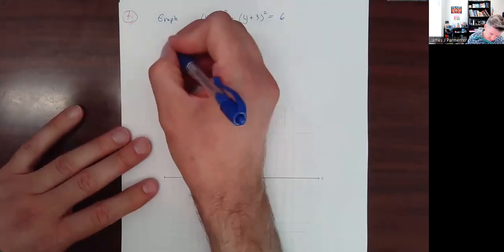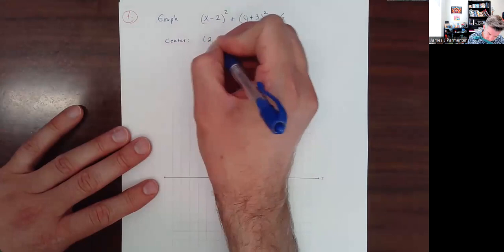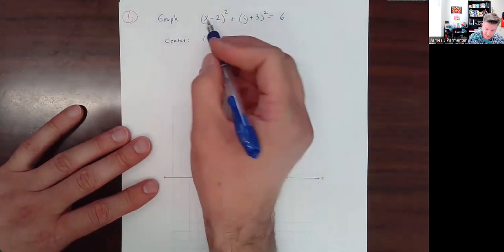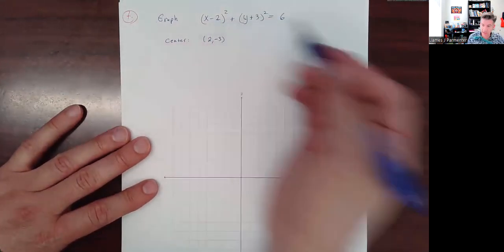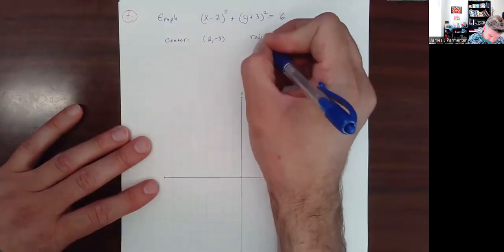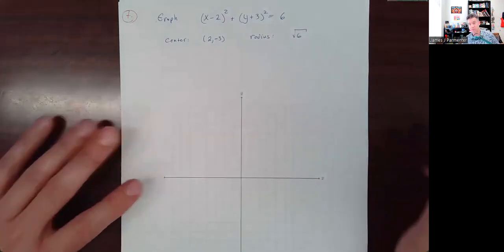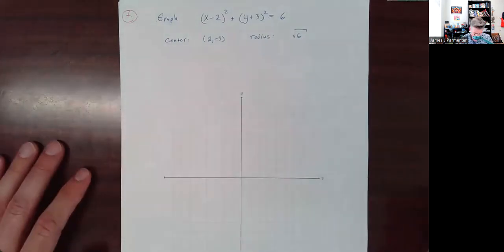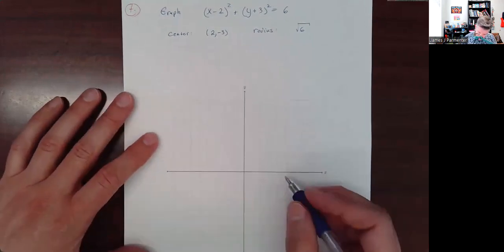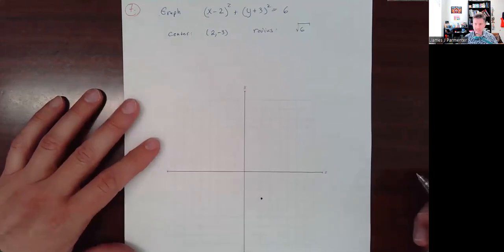So the center is x is +2, y is -3. Again, 2 minus 2 is 0, -3 plus 3 is 0. The radius is not ideal. The radius is the square root of 6. So fine, what do we do? Well, let's plot the center first. So over 2, down 3. Here's my center. Now the square root of 6.